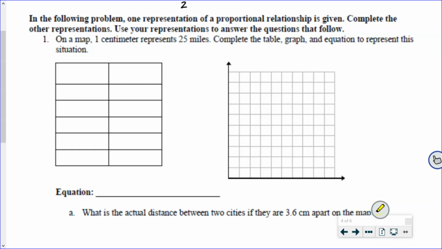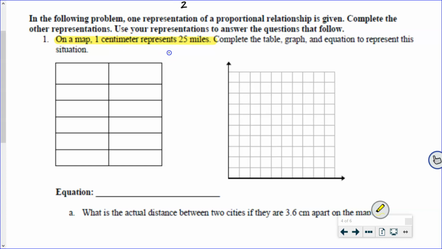It says one representation is given. You want to know the representation that's given? It's a story. There's not a table filled out. There's not a graph filled out. It just gives us the story. And the story is very short and sweet and simple. On a map, 1 centimeter represents 25 miles.